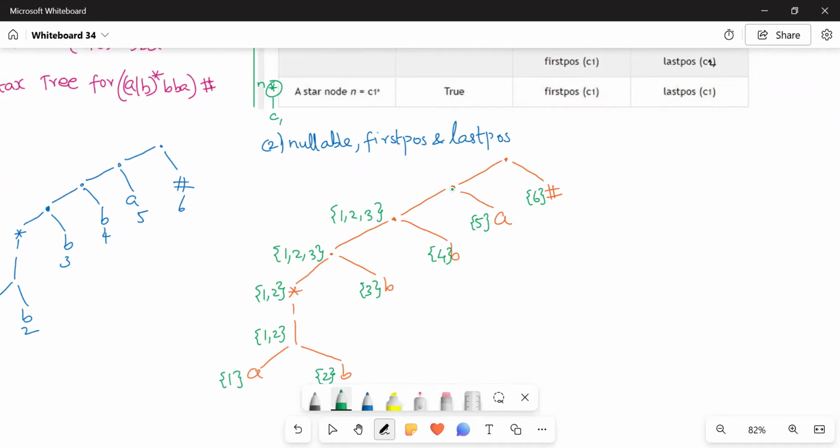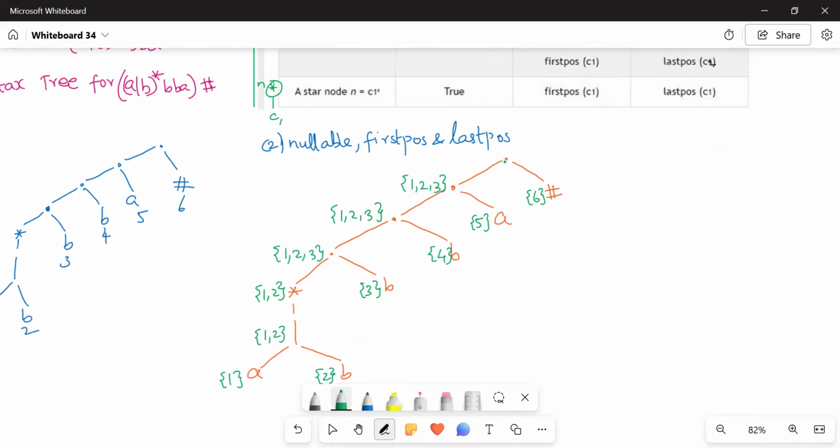Then for this node, to find nullable of this node, again we need to check nullable of C1. If this must be true, both C1 and C2 must be true. We know that nullable for a node labeled with some other position is false. Since C2 is false, no need to find C1. We can say that nullable of the cat node is false. Since this is false, we have to copy only first position of C1 alone. So 1, 2, 3.